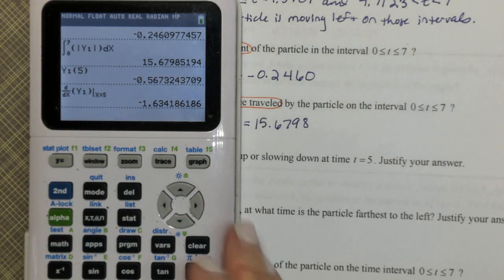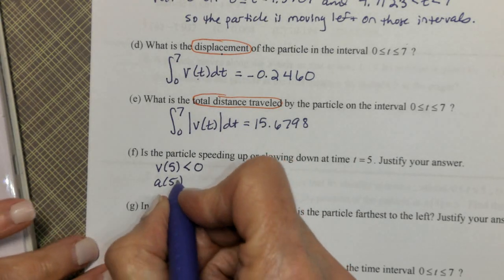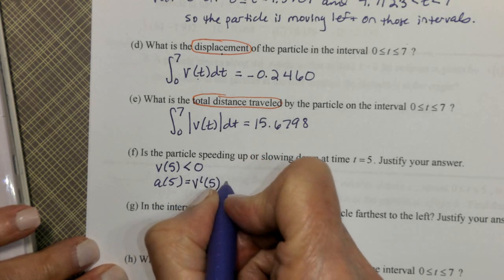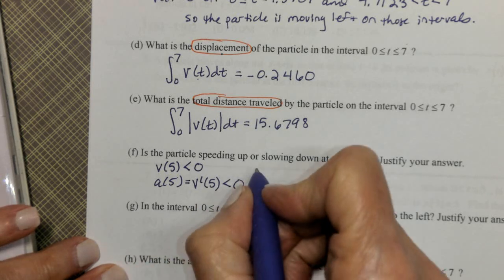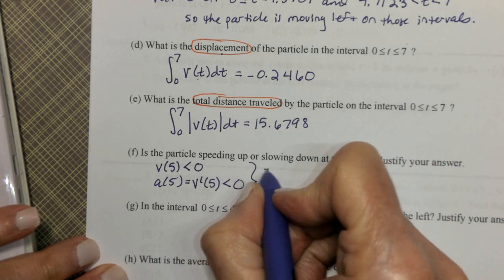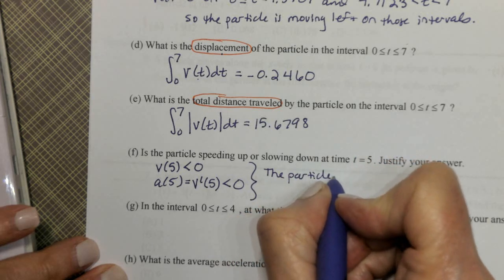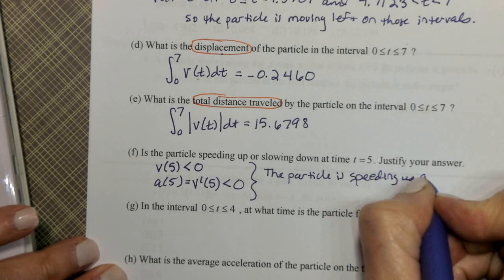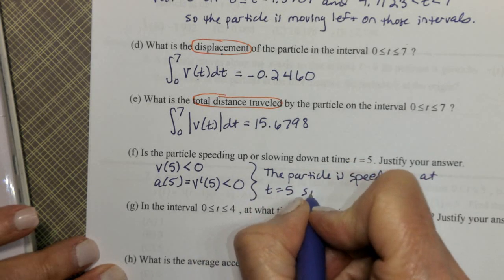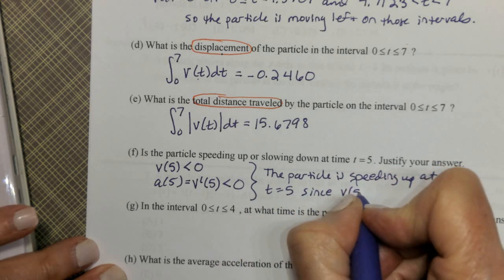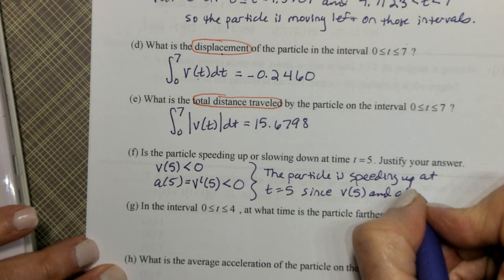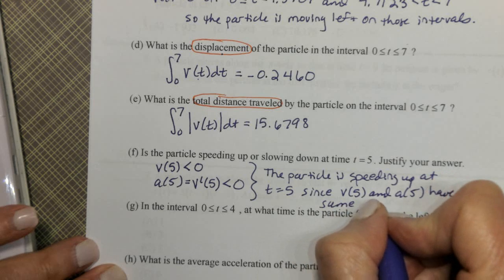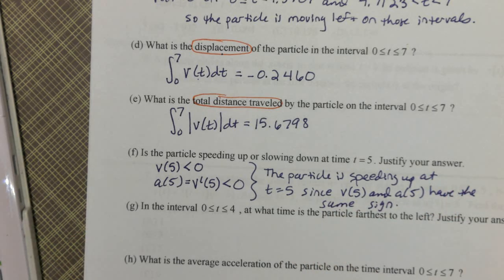It is also negative. So a at time 5, I should say what I'm doing here. I took the derivative of velocity. It is also negative. So now I can say the particle is speeding up at time 5 since v of 5 and a of 5 have the same sign. They're both negative. Okay?